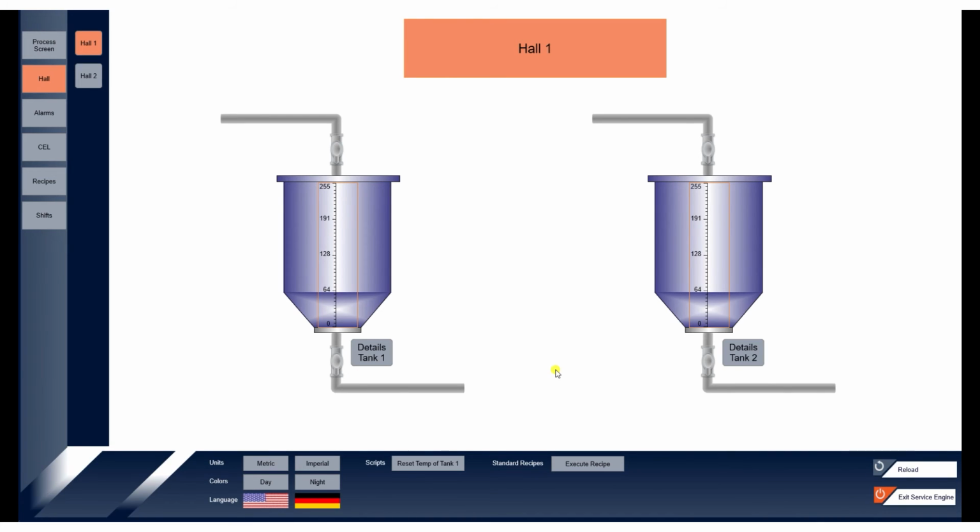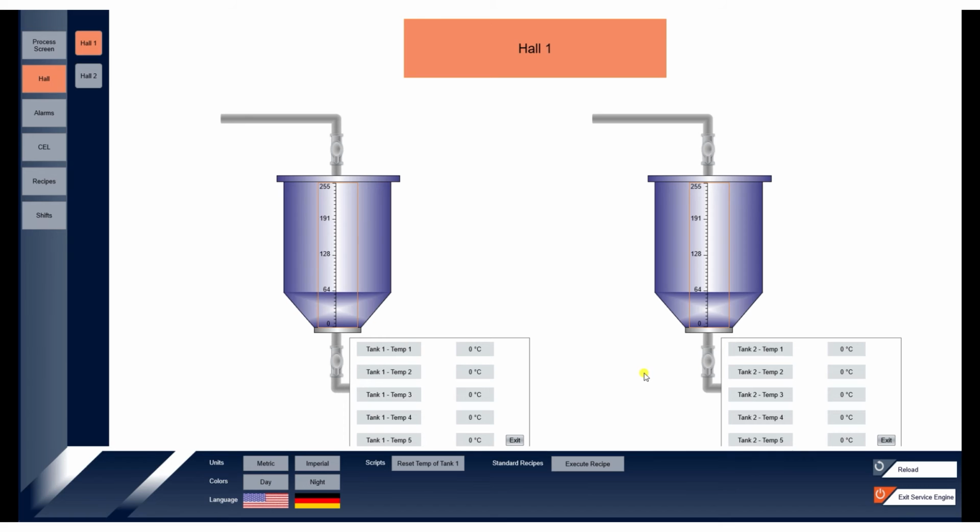When we click the details buttons in the service engine, the pop-up screens are opened with the variables related to tank 1 and tank 2 respectively. Since we configured the frames for our pop-up screens to be opened multiple times, the pop-up screens can be opened at the same time in the service engine, and we can compare detailed information about the tanks side by side.